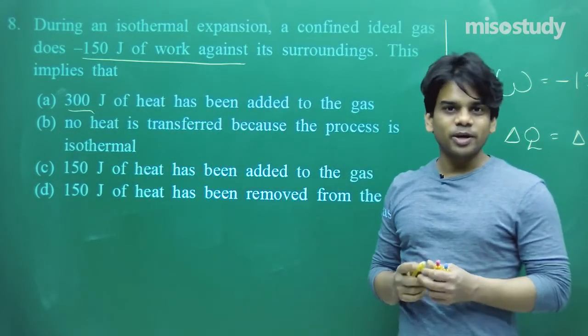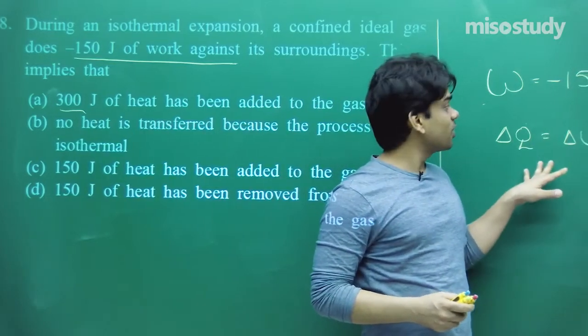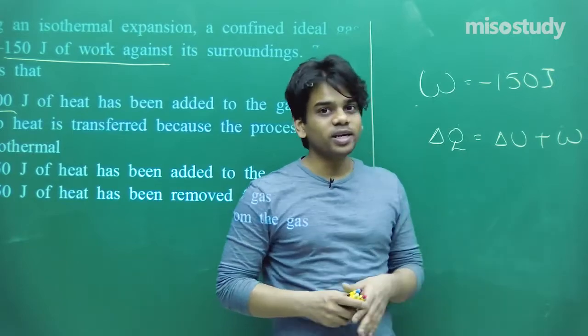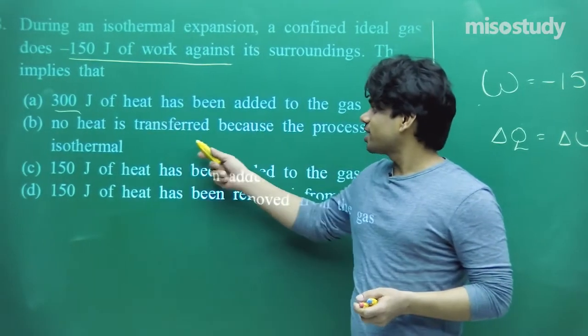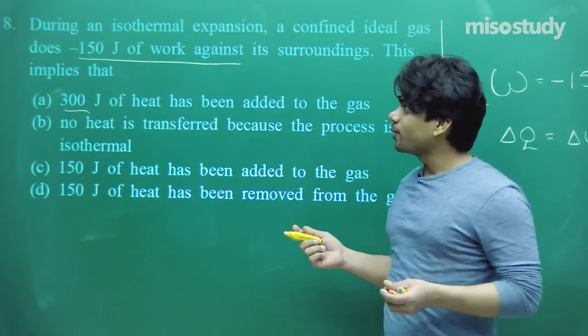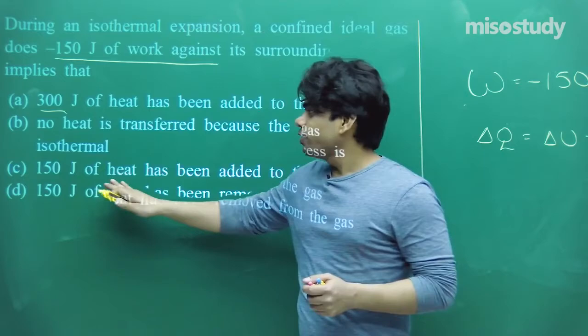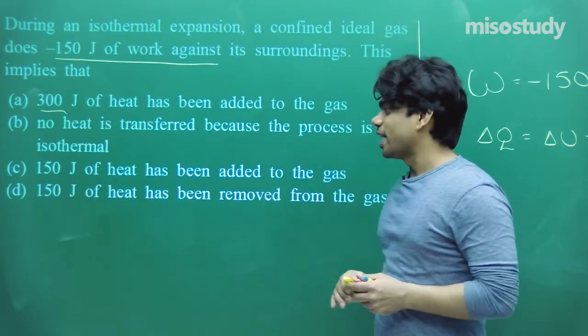Can we comment on this? Because we are provided with work done, we cannot say that 300 joule of heat will be added. Next, no heat is transferred because the process is isothermal. Again, nothing is said about it, whether the process is isothermal or not. We cannot say that. Now it says that 150 joule of heat has been added to the gas.